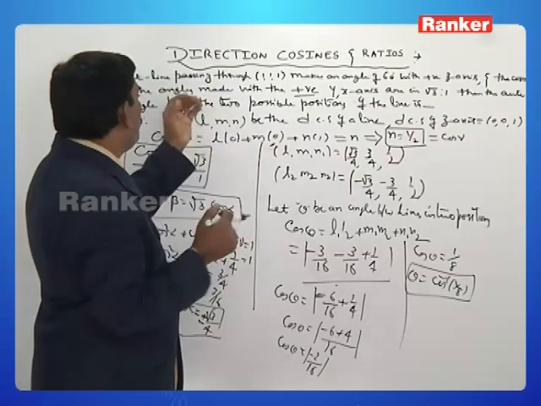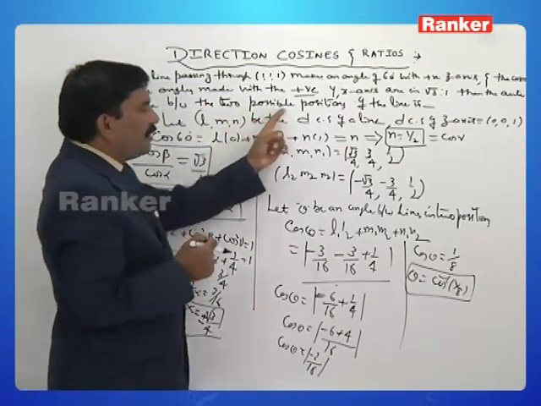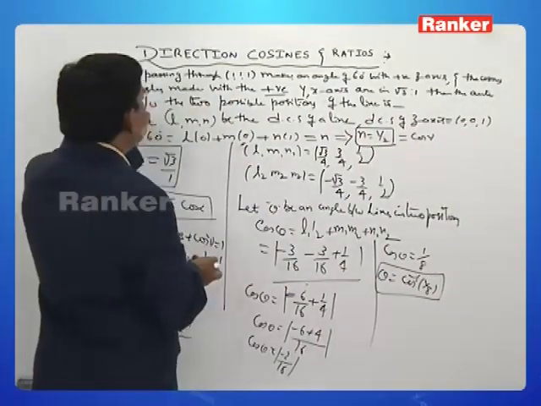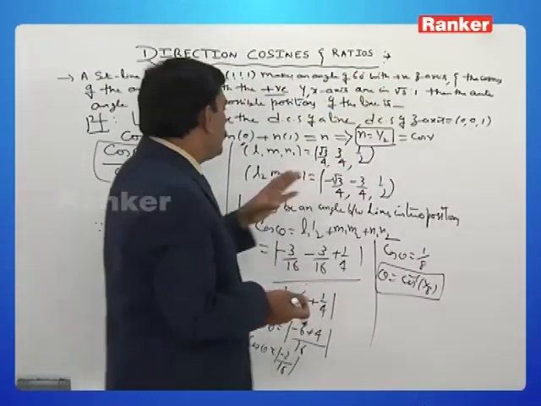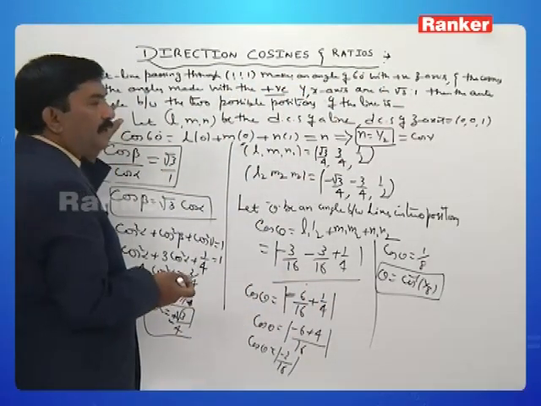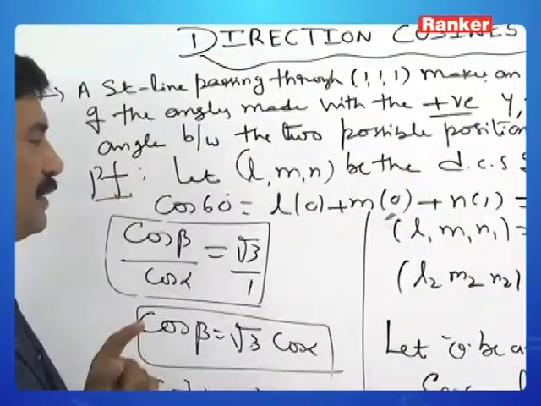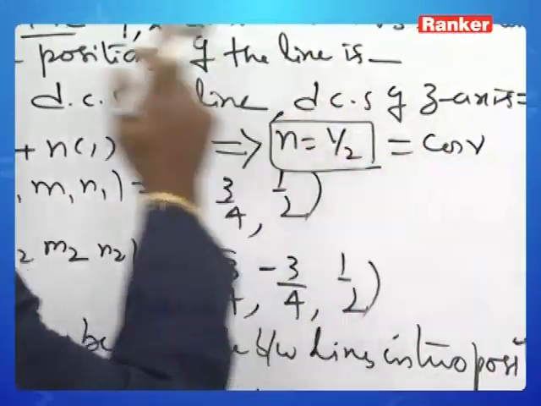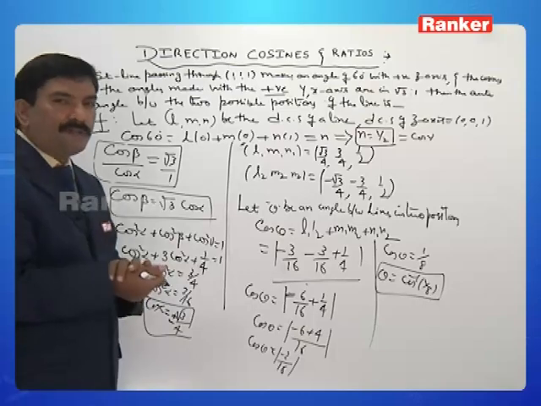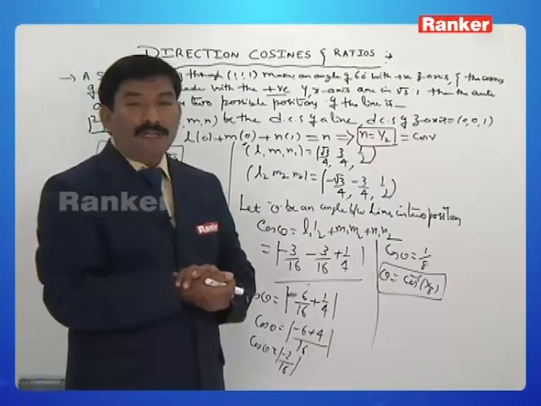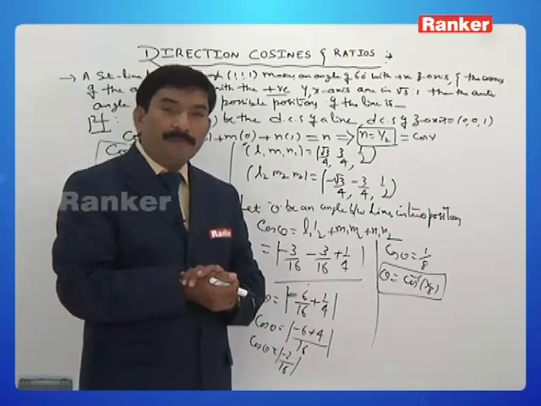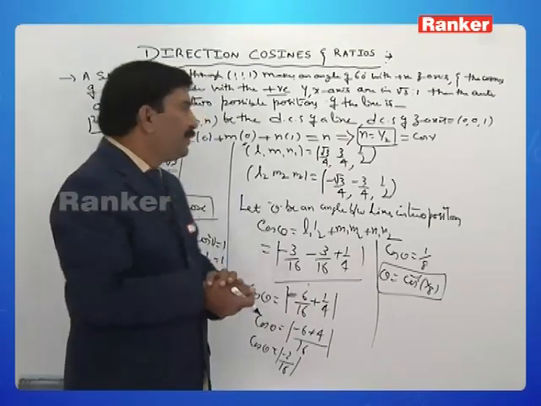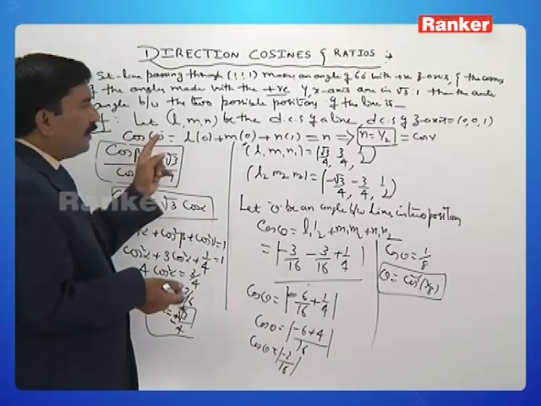Once again, let L, M, N be the DCs of the line, and the DCs of the z-axis, 0, 0, 1, are given. The line makes an angle of 60 degrees with the z-axis. Let us take the angle between the required line and the z-axis. Now L1 L2 plus M1 M2 plus N1 N2. I got N equal to 1 by 2, which is nothing but cos gamma. L is nothing but cos alpha, M is nothing but cos beta, and N is nothing but cos gamma, where alpha, beta, gamma are the angles made by the line with the positive direction of the x, y and z axes. Next, now he has given ratios.